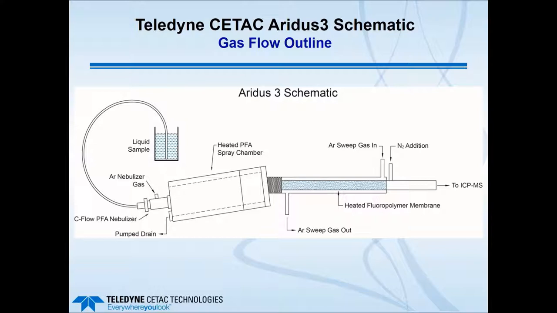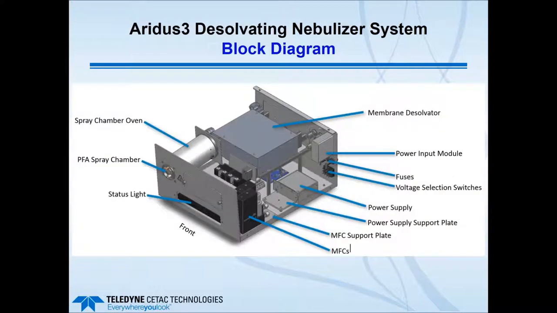So moving from a schematic diagram of what's going on in the system, I did want to show you a block diagram of the Aridus3, and this points out some of these same main components that we talked about. In the left front side of the unit, you see the PFA spray chamber. It has a port to accept the nebulizer. There is a spray chamber oven that's denoted, and that, of course, heats the spray chamber to help keep the sample aerosol in a vapor phase. The membrane is inside a membrane desolvator block, which is heated. That also keeps everything in the vapor phase.